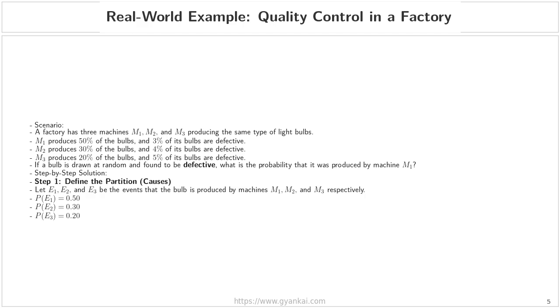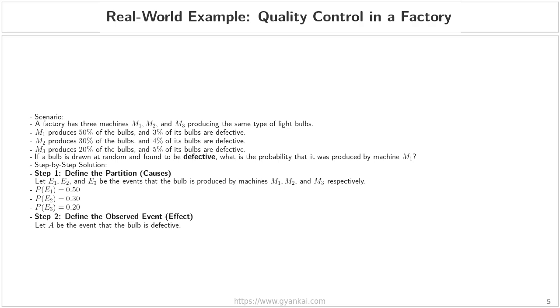Step 1, we need to define our partition, which represents our possible causes. Let's denote the event that a bulb comes from Machine 1 as E1, Machine 2 as E2, and Machine 3 as E3. From the problem, we can write down our prior probabilities. The probability of E1 is 0.50, the probability of E2 is 0.30, and the probability of E3 is 0.20. Notice that these sum up to 1, meaning they cover all possibilities.